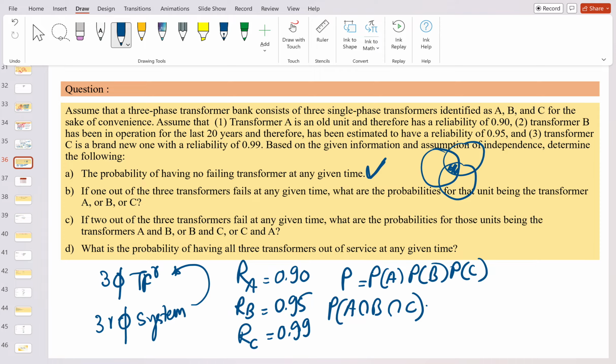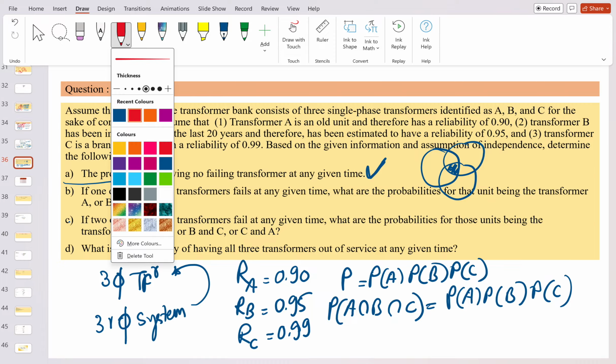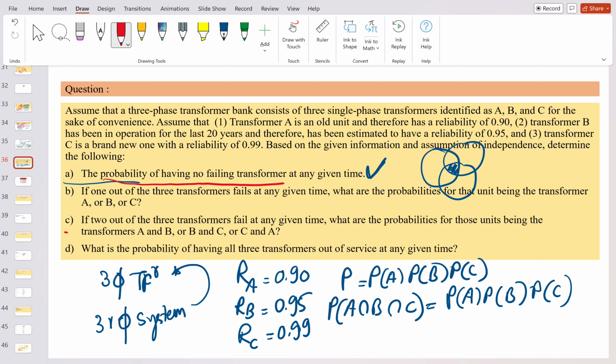Okay, so this is basically when there are three independent units. So this is basically probability of A, probability of B, probability of C. In option A, the question is about the probability of having no failure of the transformer at a given time. It means that all are in the success condition. So 0.9 multiplied by 0.95 multiplied by 0.99. Okay, this is the answer.